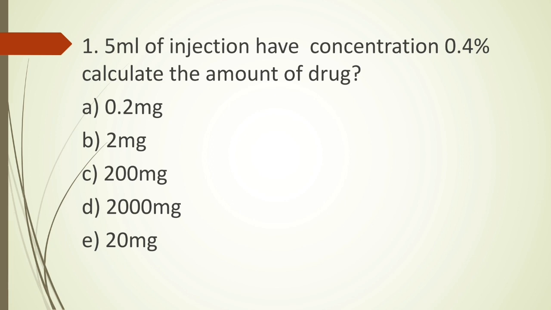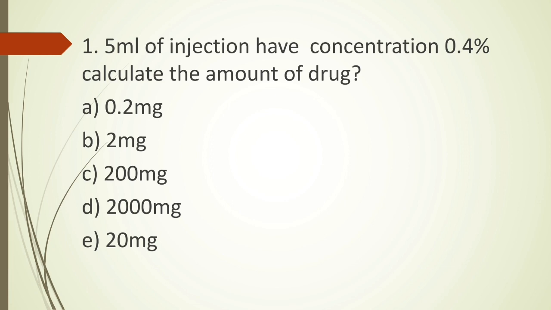Before that, once again I'm reading the question. 5 ml of injection have concentration 0.4%. Calculate the amount of drug. So here the percentage is 0.4% concentration. 0.4% concentration means 0.4 gram in 100 ml. So 0.4% means 0.4 gram in 100 ml of solution.